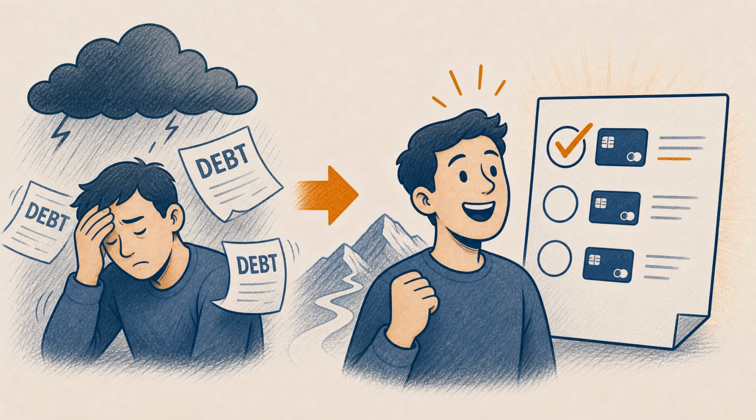Debt is not just arithmetic, it is emotional. If you feel overwhelmed, a plan that takes months before anything disappears can be discouraging. The snowball method gives visible proof that the situation is changing, which can help some people keep going.